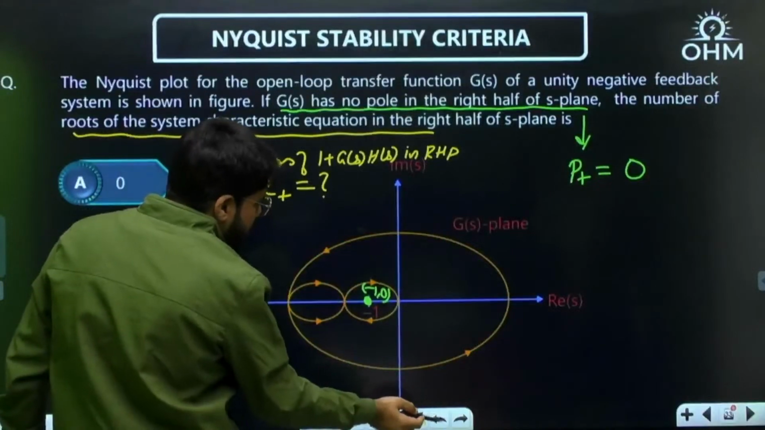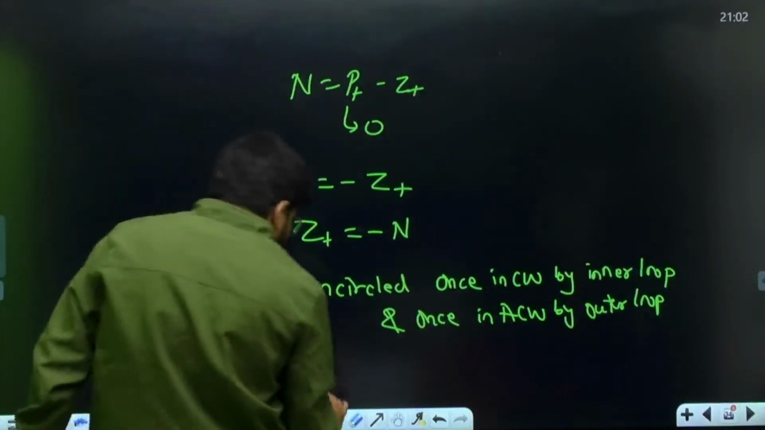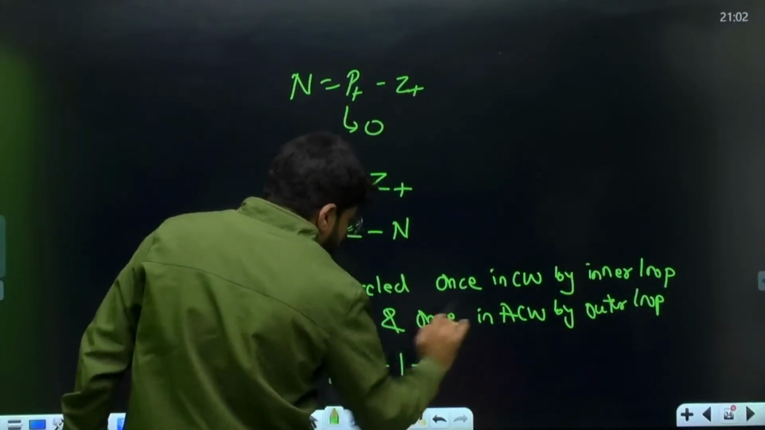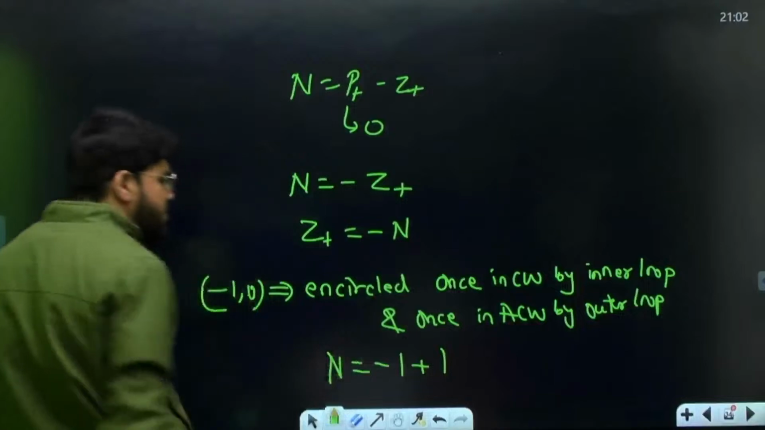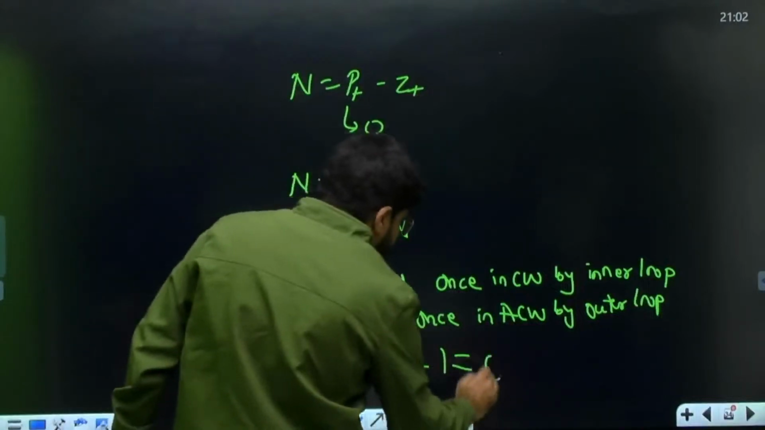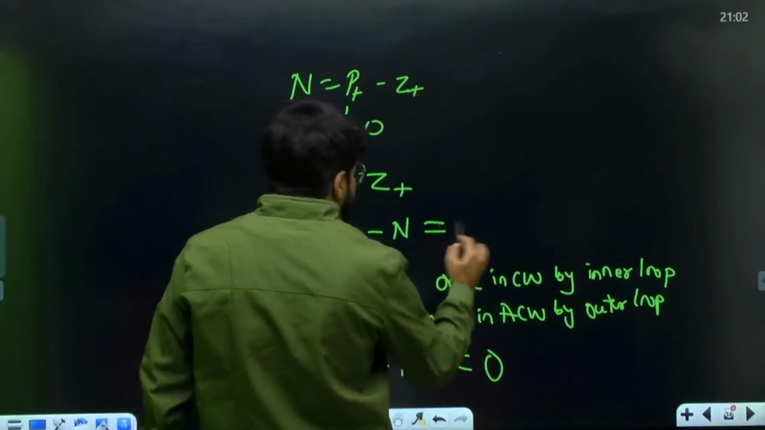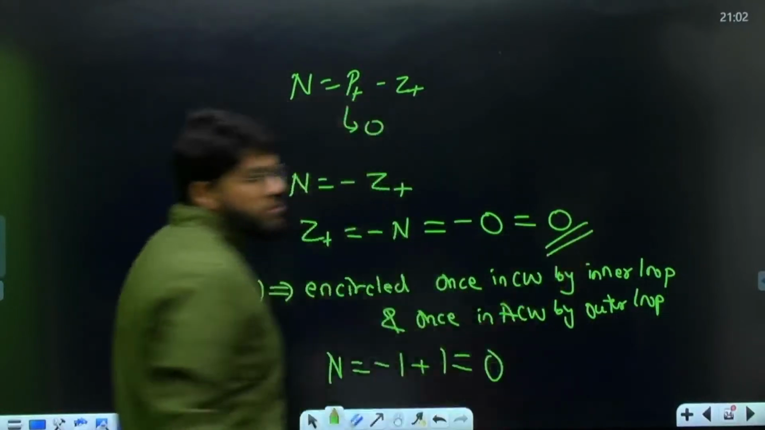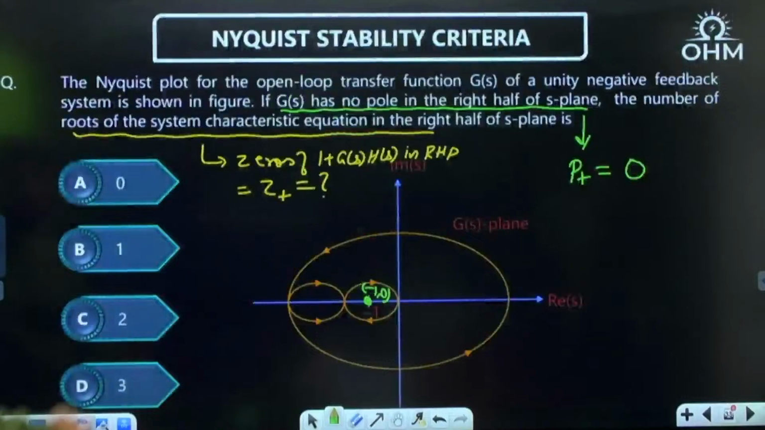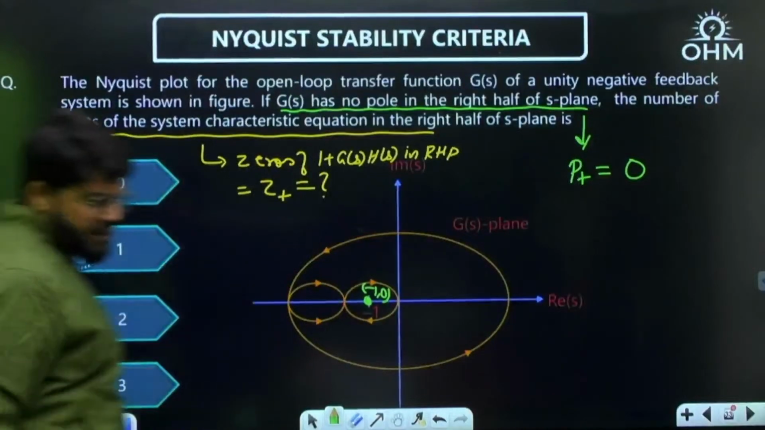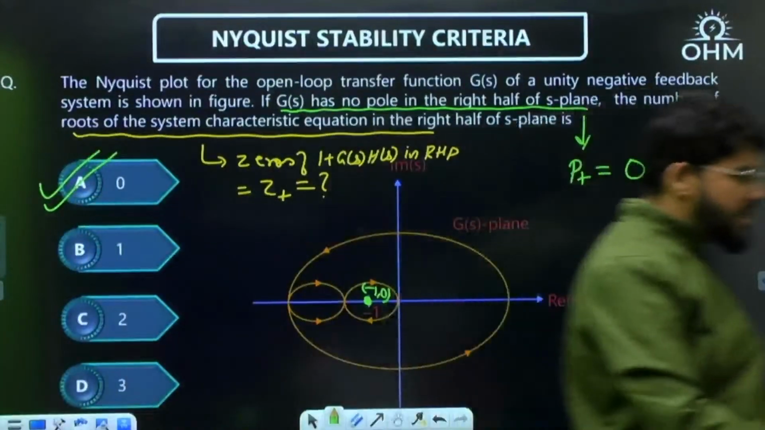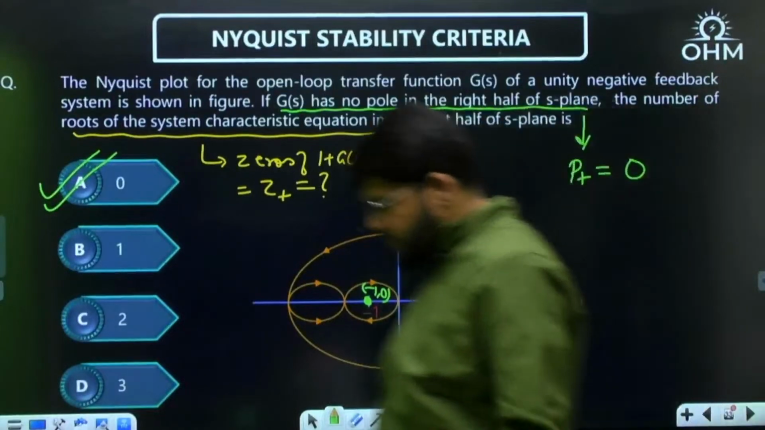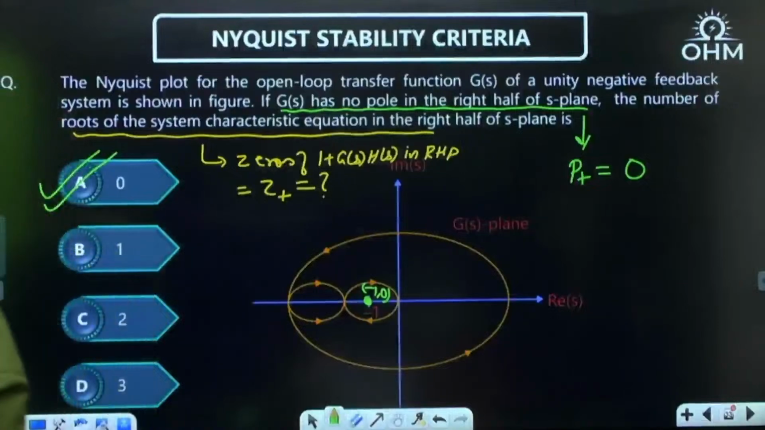So what is the value of N? Once clockwise, and clockwise means minus 1. Once anti-clockwise, and anti-clockwise means plus. So the net encirclement is 0. Hence Z plus is minus N, which is 0. So Z plus is also 0. The answer to the question is Option A.